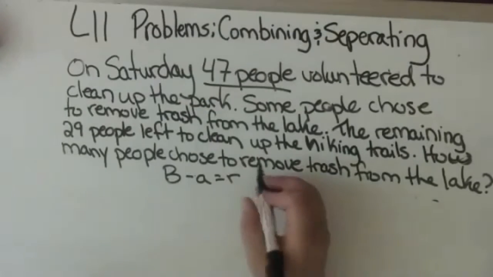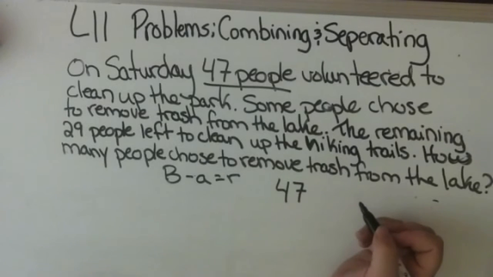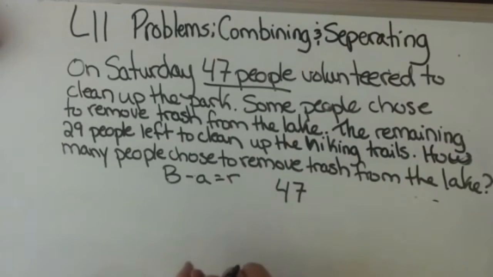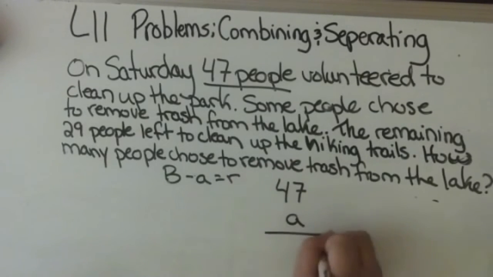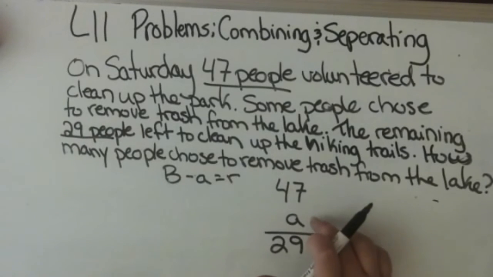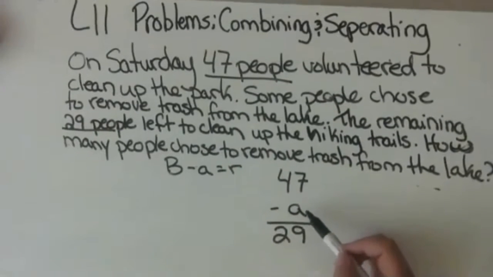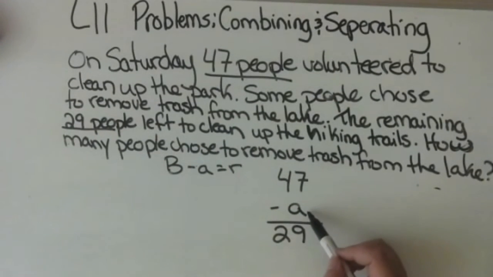So what we have is we start off with the beginning amount is 47. And then some went away, right? Some went to go do something else. And 29 people, so this is the A, and then 29 people decided to clean up the hiking trails. So how many people chose to remove trash from the lake? This is what we're missing, the amount that went away.